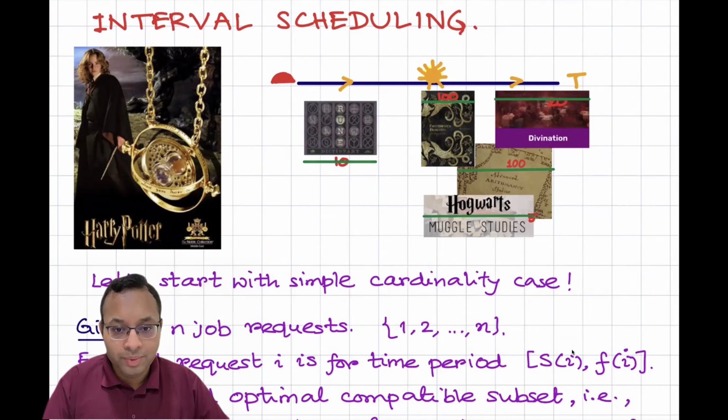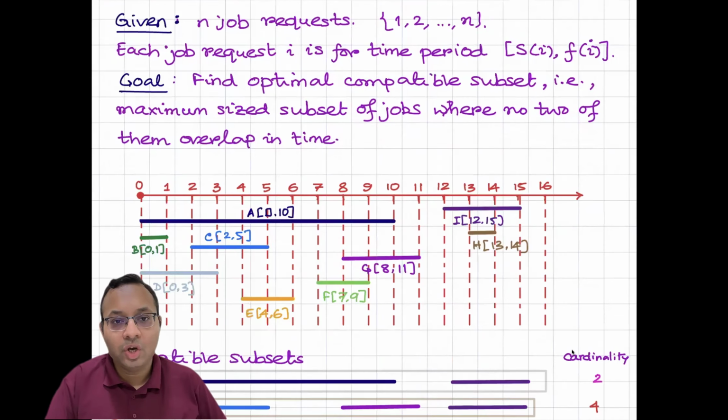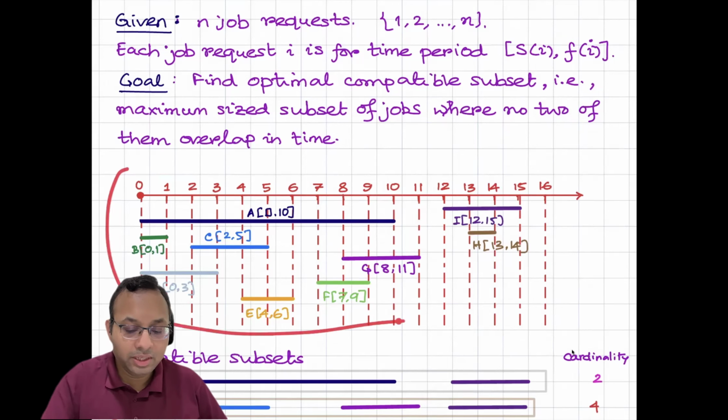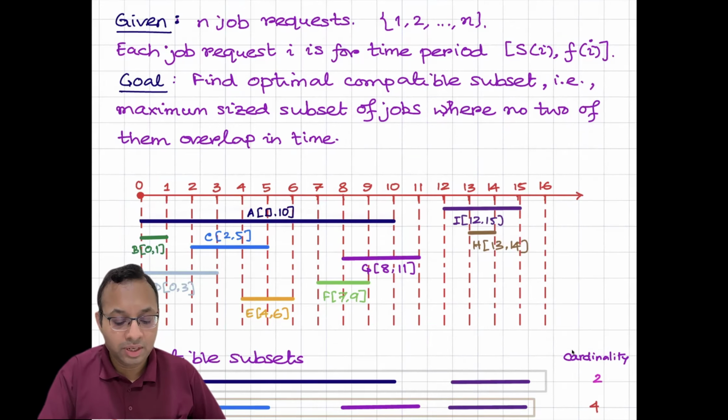So in this part, we'll mainly focus on the cardinality case, and let me define the problem. We are given n jobs, 1 to n, and each job i has a time period s_i to f_i. s_i is the starting time of i, and f_i is the finishing time of i. For example, in this example, there is a time period of 16, and each job, like A, has starting time 0 and ending time 10, and we say this job stretches from 0 to 10. Similarly, another job G is 8 and 11, so the start time is 8, the end time is 11. So these n jobs are given, in this case n equals 9 in this example.